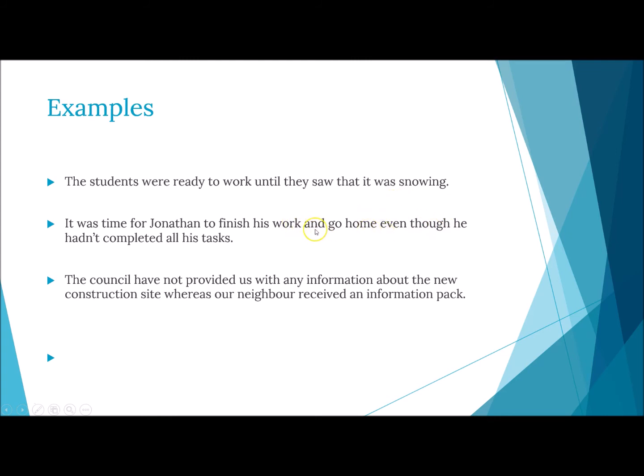We have got an and, but this and isn't used for putting two compound sentences together. It's almost like part of a list: finish the work, go home. The council have not provided us with any information about the new construction site, whereas our neighbour receives an information pack. Again, the whereas there is you're following the correct compound sentence structure. No comma needed because there's no natural pause in those sentences.